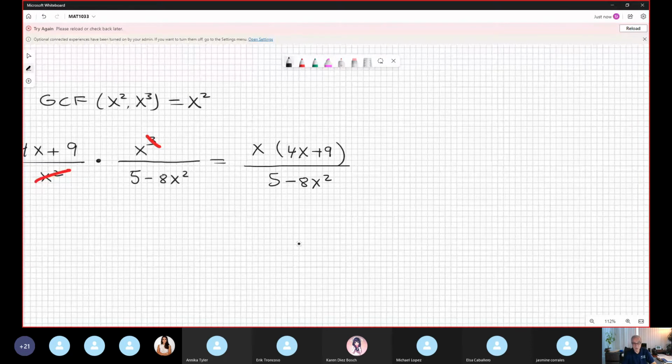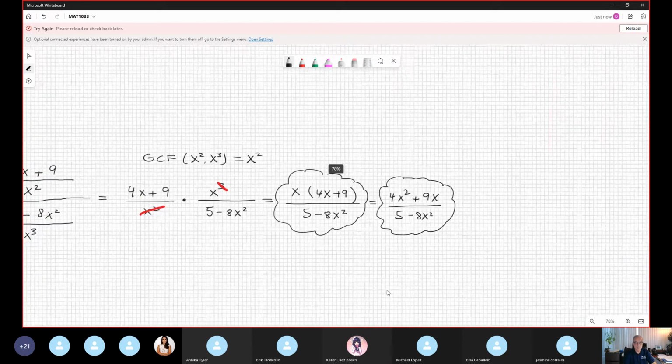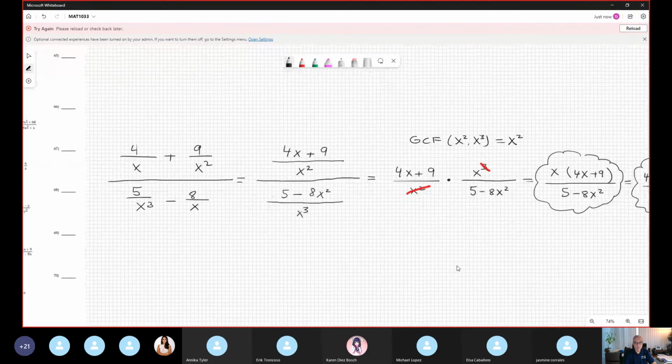Multiplication gives 4x squared plus 9x divided by 5 minus 8x squared. I don't know if it's this answer. Well, both are good. However, this is the answer that they want, or this is the answer that they want. Let's check it out and the choices we have.